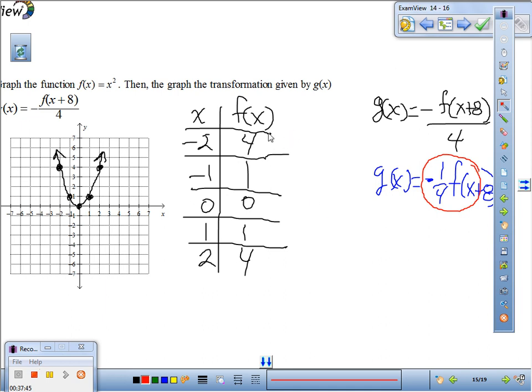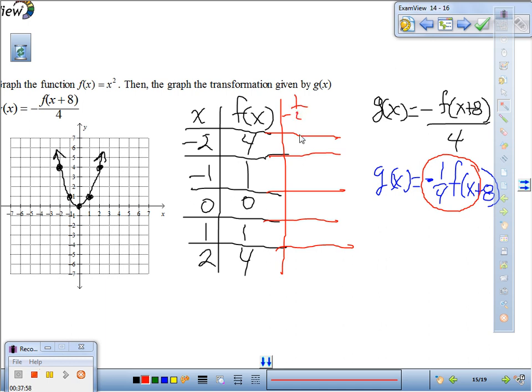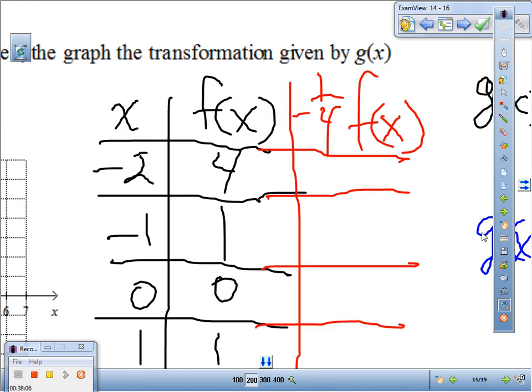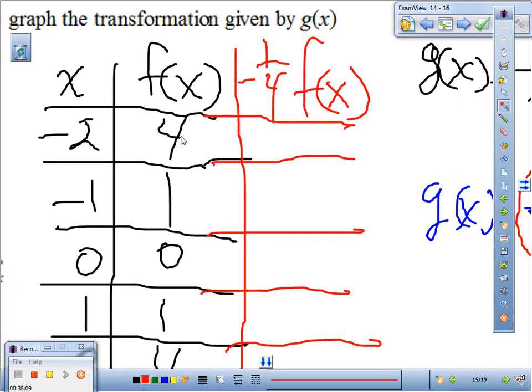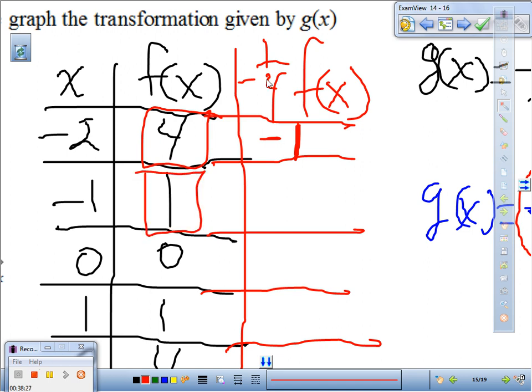So this is what we do. Look up, please. You do an extra column right here, and you're going to write -1/4 times f of x. Let me zoom in. Here it goes. What is my first value of f of x? 4. What is 4 times -1/4? It becomes -4 over 4, which is -1. Did you see what I did there? Next, 1 times -1/4 is -1/4.